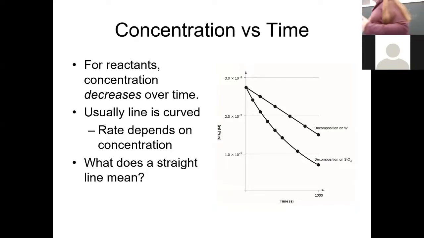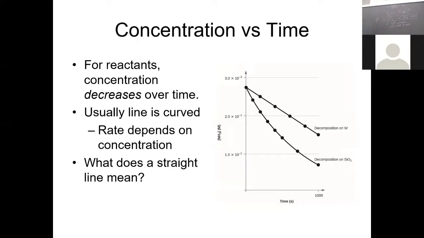So what does a straight line mean? It means, first of all, that the rate isn't changing. And the implication of the rate not changing is that the reaction is zero order with respect to that chemical. So remember, each chemical has its own order. So if I were to look at the rate law for this equation, this wouldn't appear in there because the concentration of tungsten raised to the 0 power would just be 1. Okay? This one is going to have some dependence.